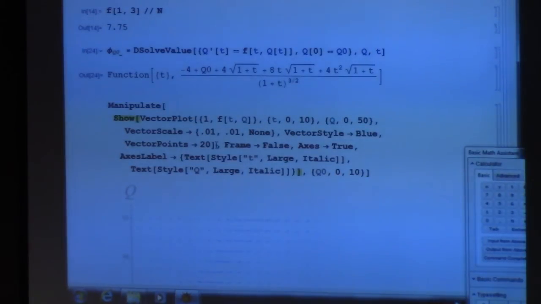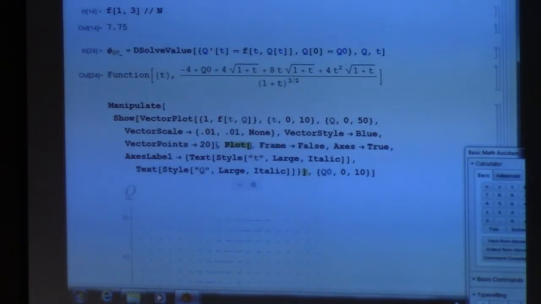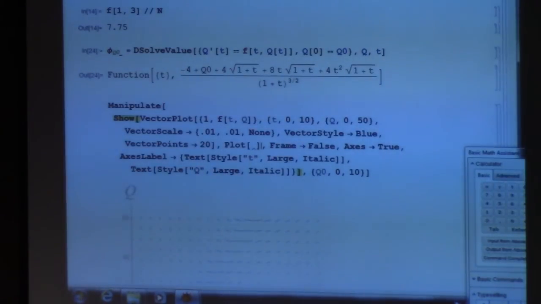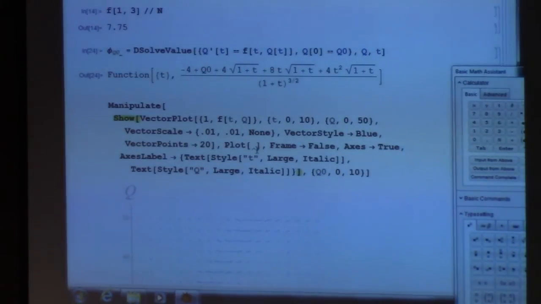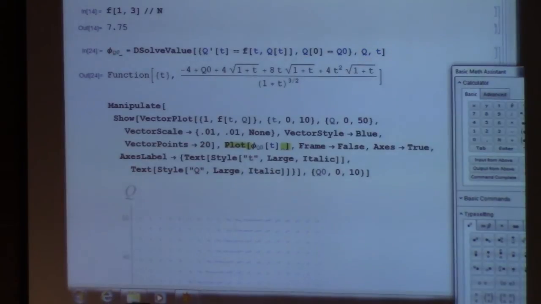What else am I putting in here with the Show and the vector plot? I want to put a regular plot of my solution. Phi sub Q0. Now don't put an underscore. You do need to put a T here, actually. Whereas with the DSolve, the first few minutes of class, we didn't need to put the T. If you use DSolveValue in the way that I'm doing, you do need to put the T there. It's kind of like because I had to evaluate the pure function at z, I had to put the extra z on the right. That's the reason why.